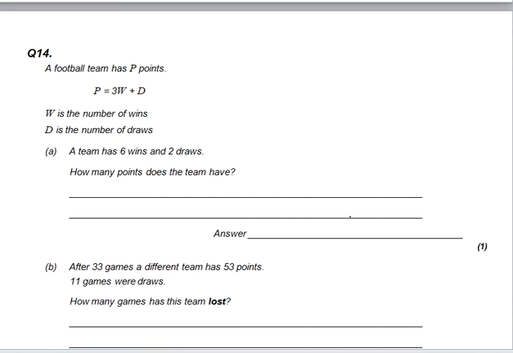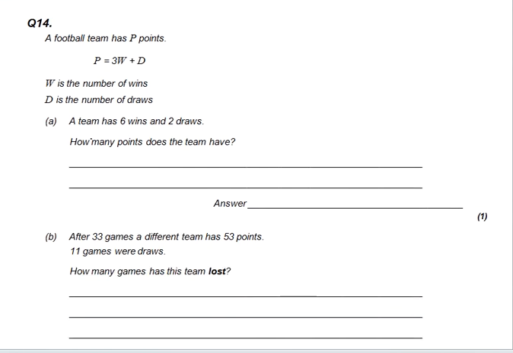Okay, question 14. A football team has P points. 6 wins, so we just need to do 3 times by 6 plus the 2. So that gives us 18 plus 2 gives us 20.